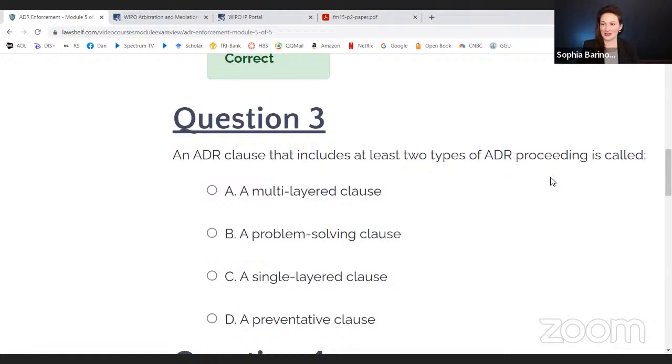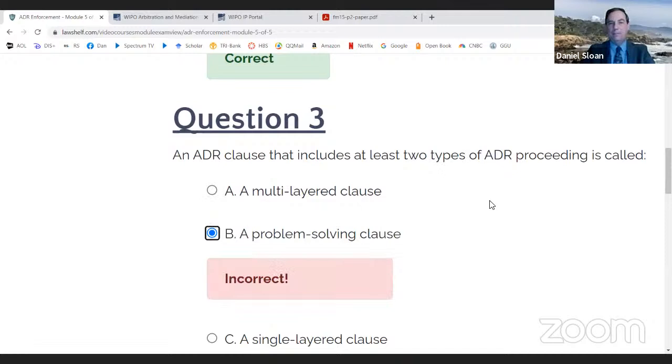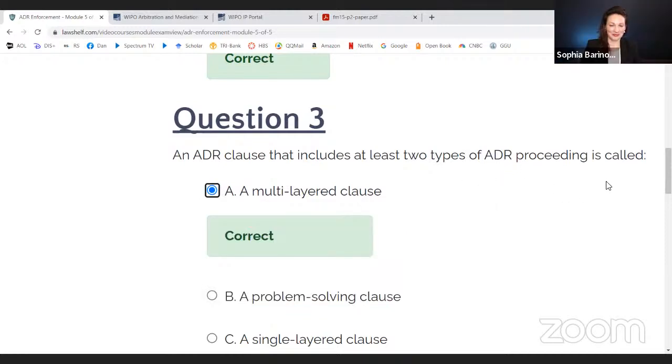We are already getting some answers. Very good. Everyone is saying A. For now, everyone is saying A. We will see. Not even any other option, just A. So correct, a multi-layered clause. Very good. Thank you, everyone. A, multi-layered clause. So when you have at least 2 types of ADR proceeding, it is a multi-layered clause.